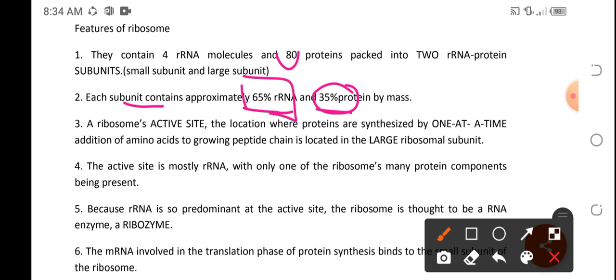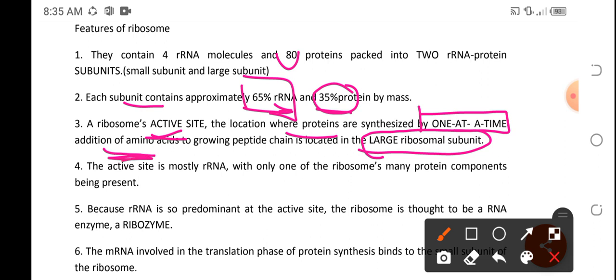So majority of the subunits in the ribosome are rRNA. Okay. The active site of this ribosome is located at the large ribosomal subunit. So yan yung active site niya. Okay, so proteins are synthesized one at a time upon the addition of amino acids to the growing peptide. So, ang active site, kung saan nilalagay or tinatransfer yung amino acid at kung saan nag-grow yung amino acids into peptides and peptides into protein, ay sa large ribosomal subunit.